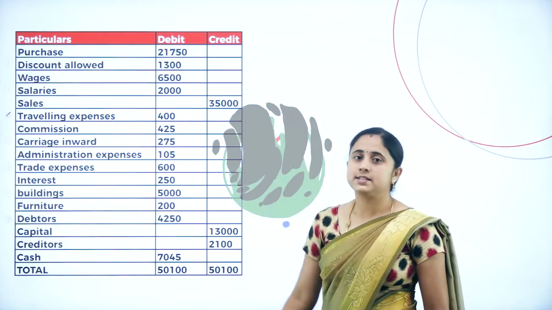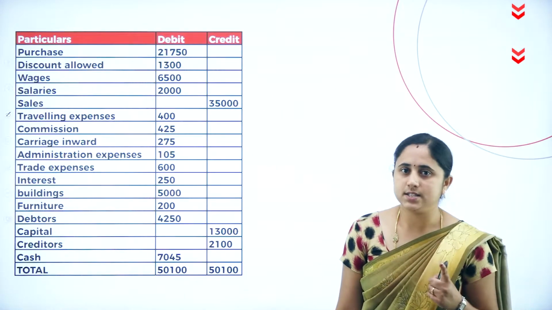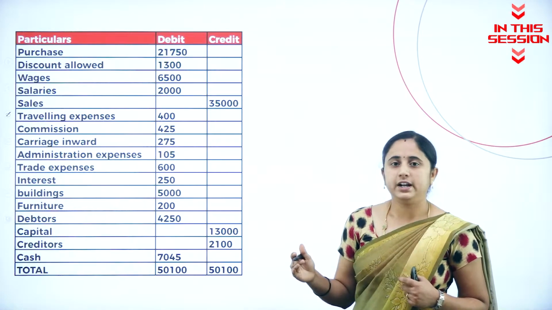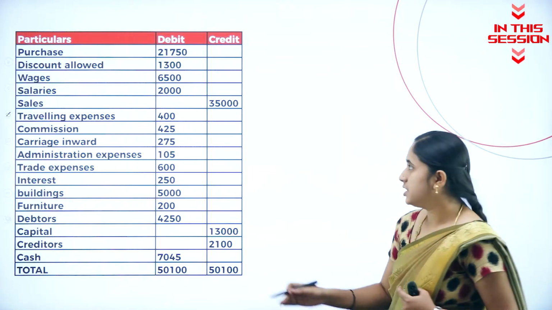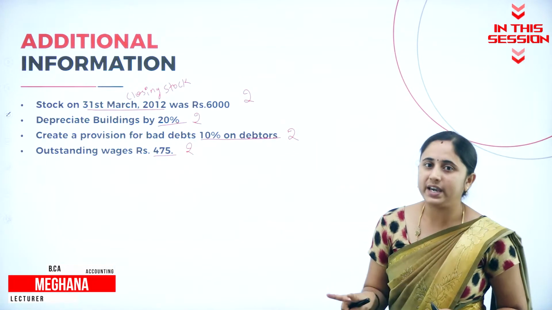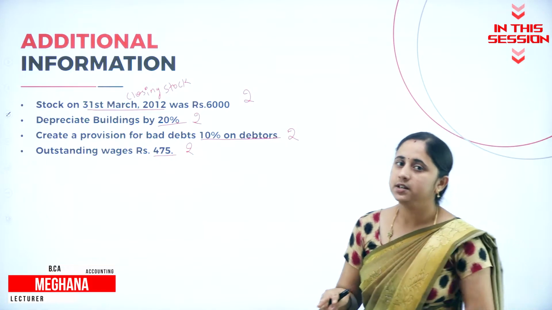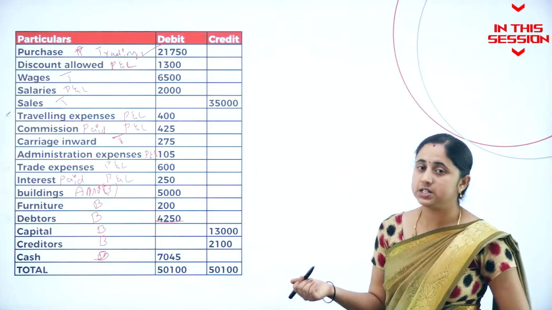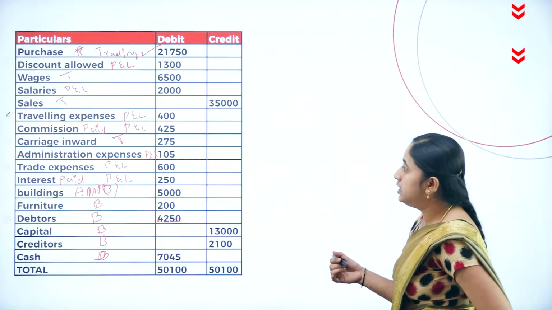All the trial balance items will be considered once, either in the trading account, or in the profit and loss account, or in the balance sheet. All the additional information items you need to treat twice in the final accounts, that's trading account or profit and loss account or in balance sheet. Purchase return is also called return outwards.